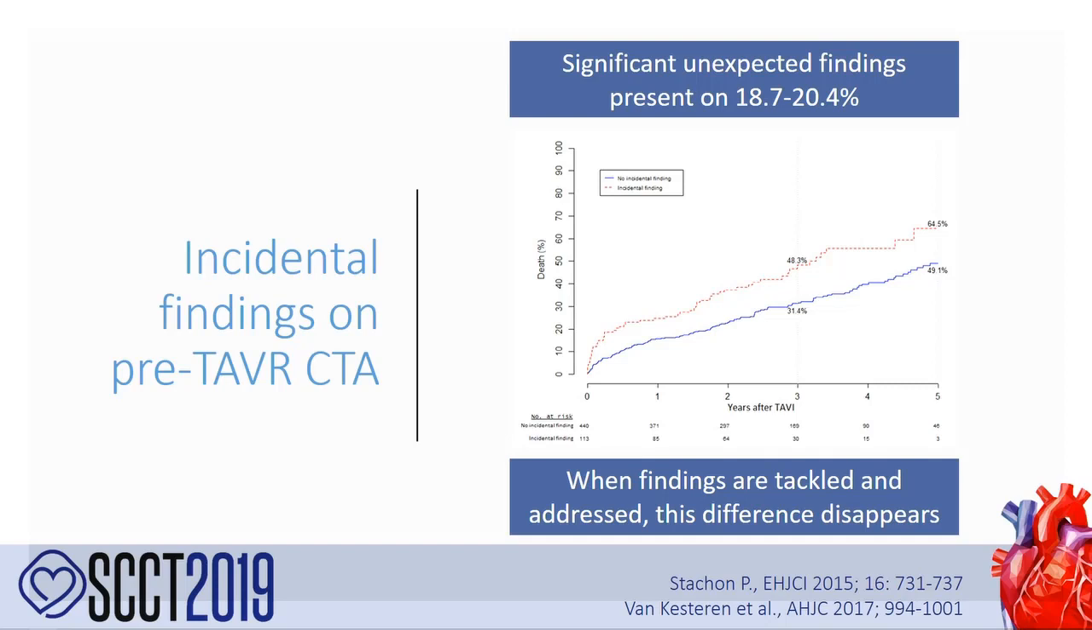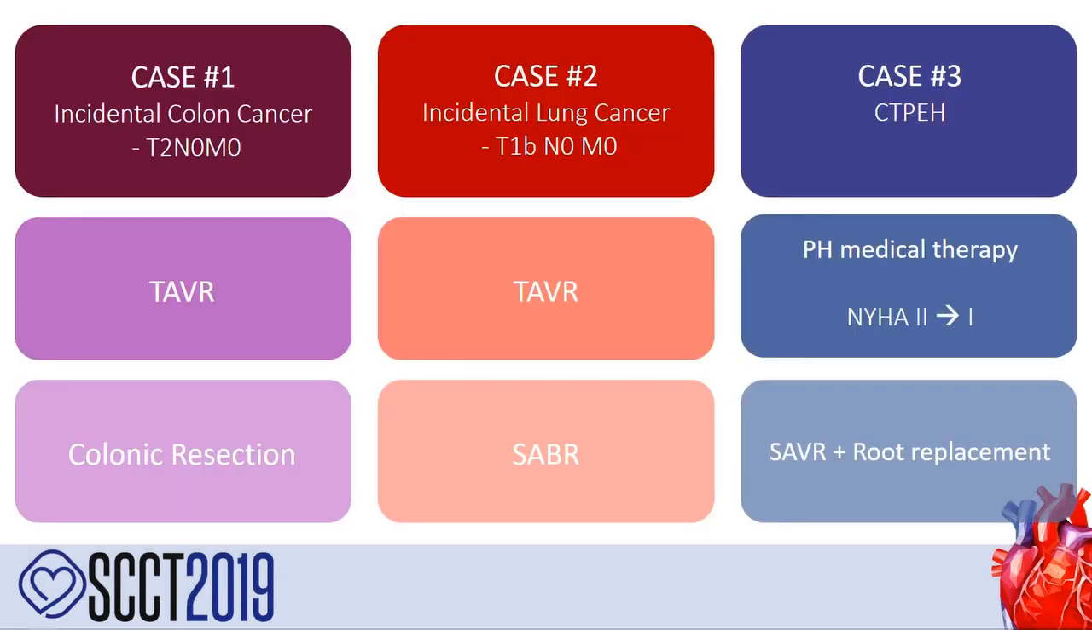So what happened in these 3 cases after huge amounts of arguments and discussions in our MDTs? Well, the first patient got a TAVR and then went on to get their curative colonic resection. The second patient got their TAVR and went on to get stereotactic ablative radiotherapy because their risk was still too high for them to go for a curative surgical approach, hence why they were being considered for the TAVR in the first place. And in the CTEPH, well, they were actually sent on for optimal medical therapy, and following that, their symptoms markedly improved.